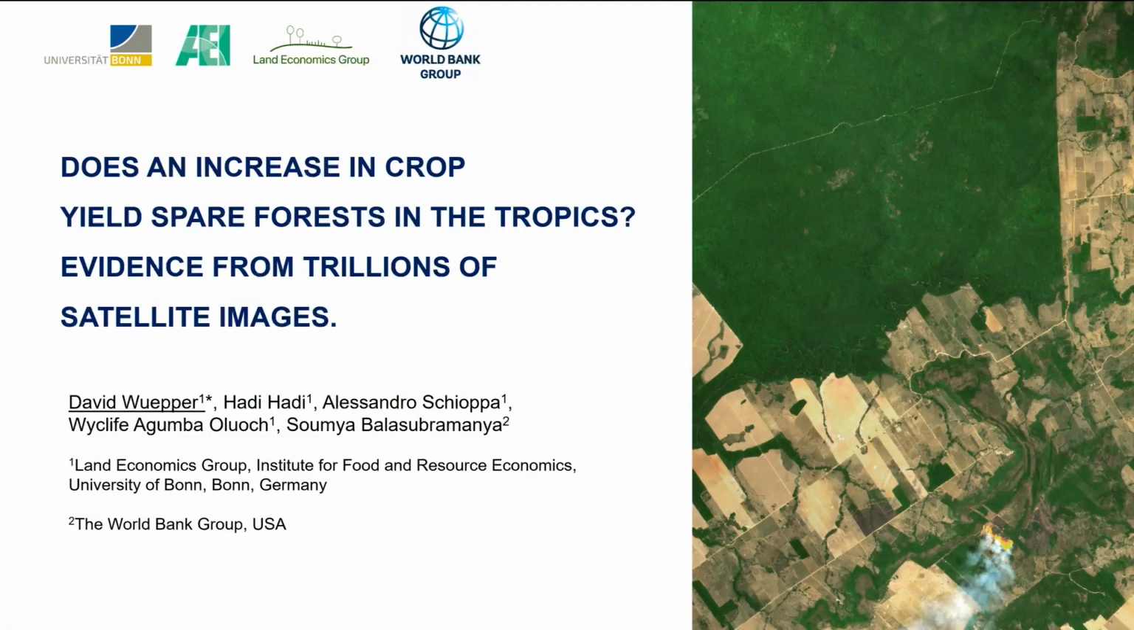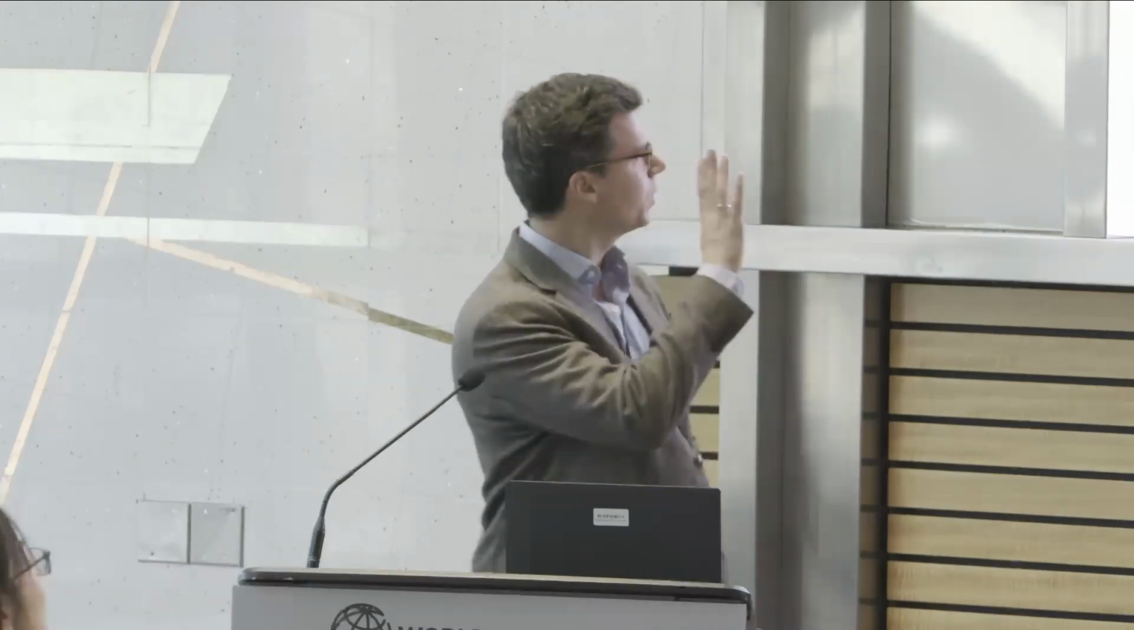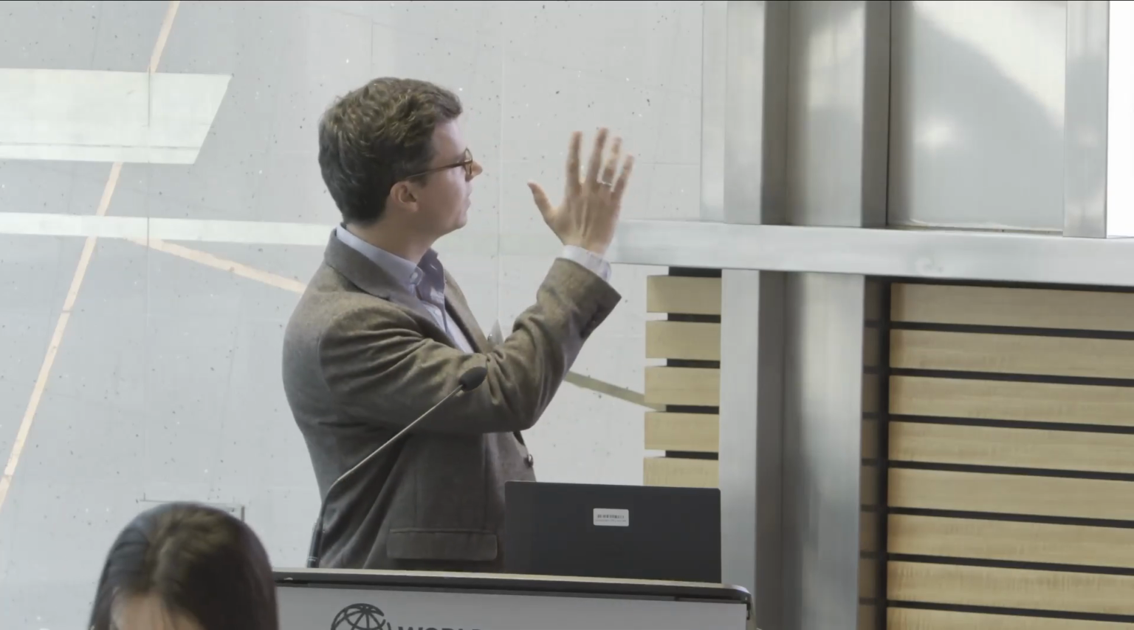Okay. Good. So I will talk about the relationship between crop yield changes and forest cover, and the focus is on the local level. I think at the global level we can expect equilibrium effects, that increasing crop yields helps to spare forests, but at the local level we are fundamentally not fully understanding the big picture yet. This is joint work with a couple of co-authors from Bonn and also from the World Bank. So it's Hardy and Alessandro Wycliffe, and then Sumya here from the World Bank. And we also received a little bit of funding from the World Bank to do this.